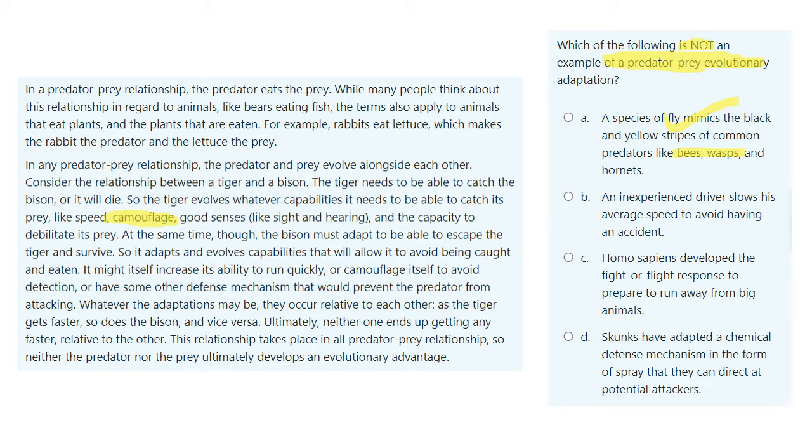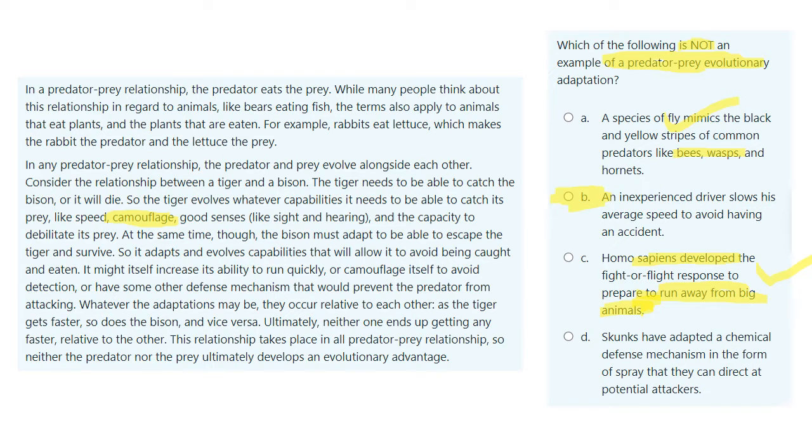B, an inexperienced driver slows his average speed to avoid having an accident. This is not about evolution. This would be about learning from mistakes. So when you're learning to drive, you might go more slowly. When you're more experienced, you might go more quickly. C, Homo sapiens developed the fight or flight response to prepare to run away from big animals. This is about surviving, and this is developing over time. So this is another example of evolution.